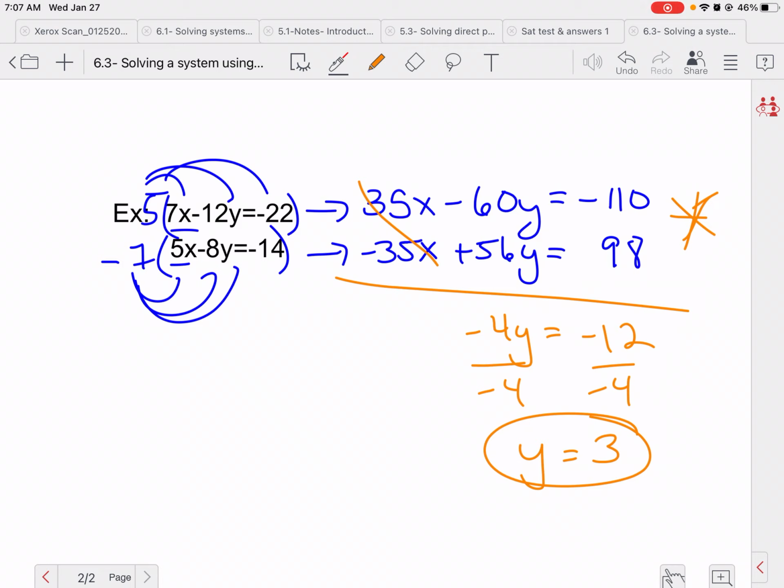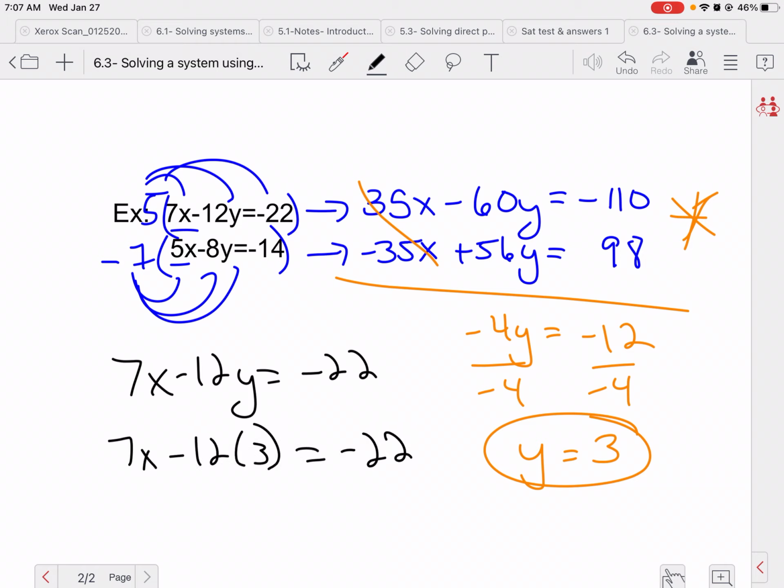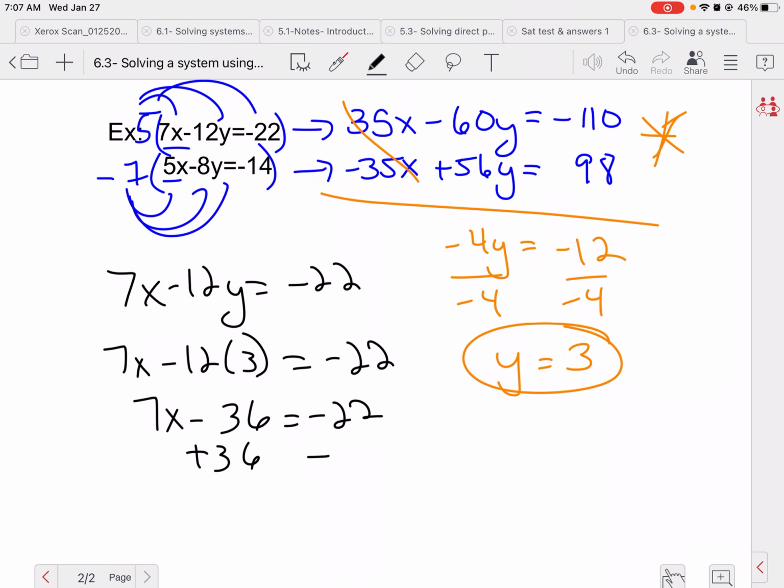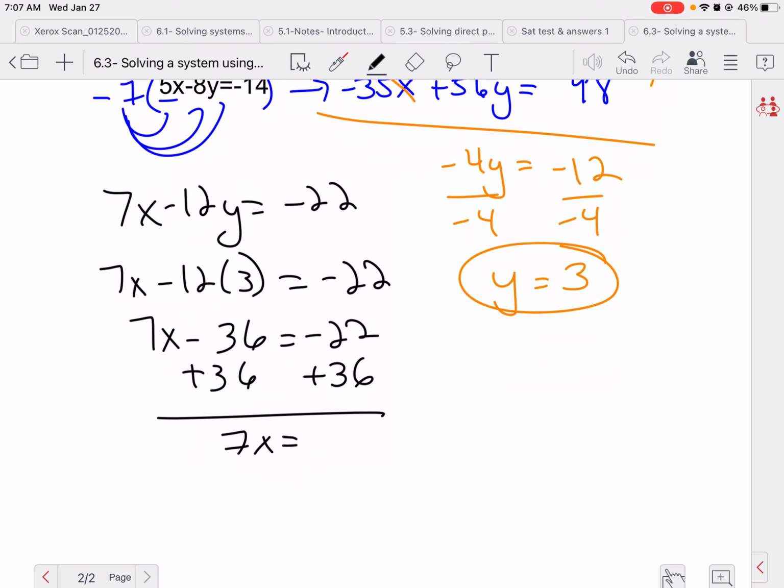Now, when you plug this in, you could plug it into this equation, or one of your original ones, okay? One of the original ones is probably the easiest just because they're smaller numbers. So I'm going to plug it into my top one. Again, it doesn't matter. You'll get the same answer either way. So I'd have 7x minus 12 times 3 equals -22. Well, 7x minus 36 equals -22. So I'm going to go ahead and add 36 to both sides. So I'm going to get 7x equals, this would be 14, so x equals 2.